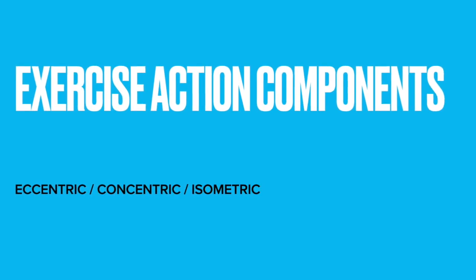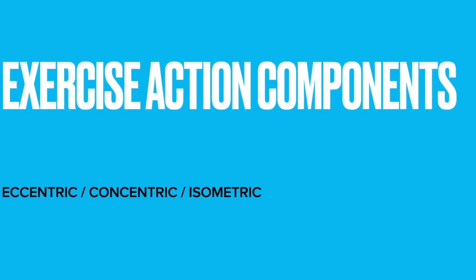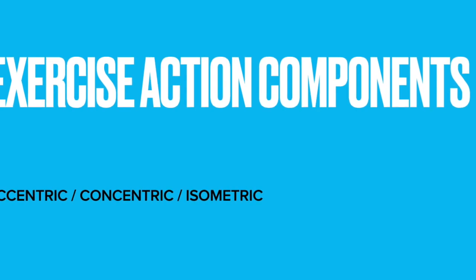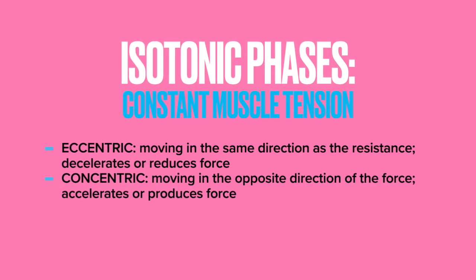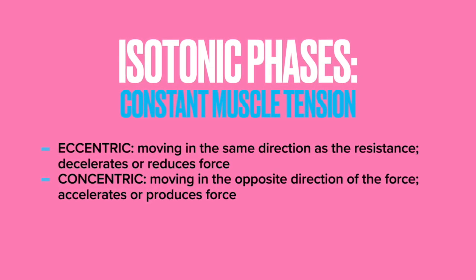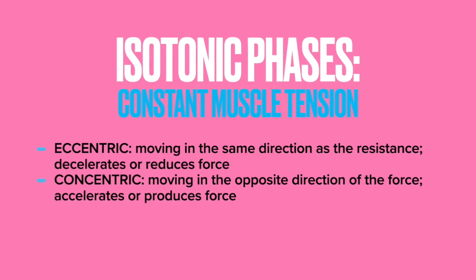Movement actions are broken up into three main components: the eccentric, concentric, and isometric phases. Eccentric and concentric actions make up the isotonic phase of any movement. Isotonic actions are whenever specific muscles are under constant tension.